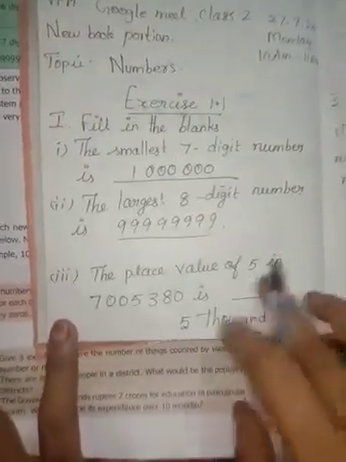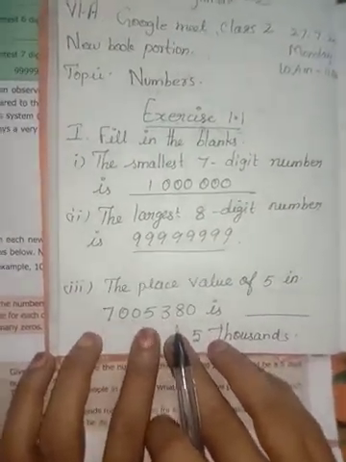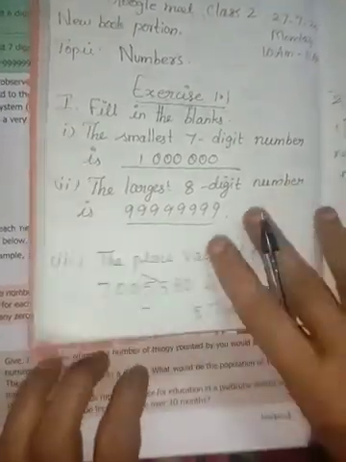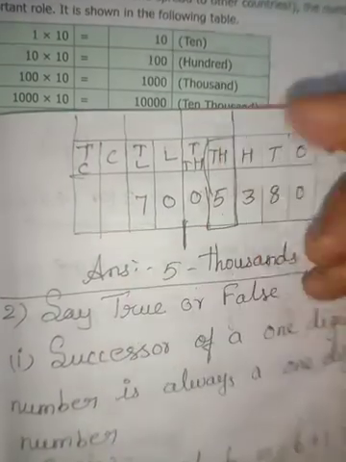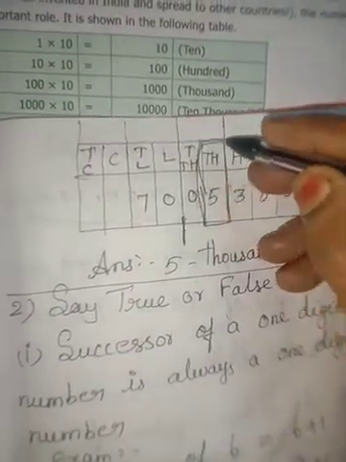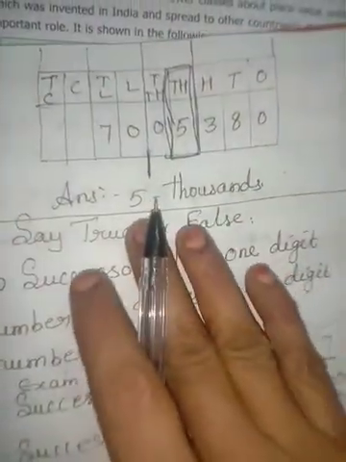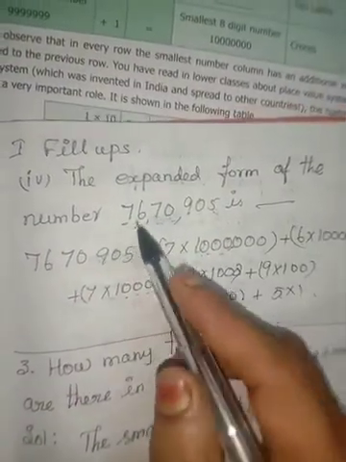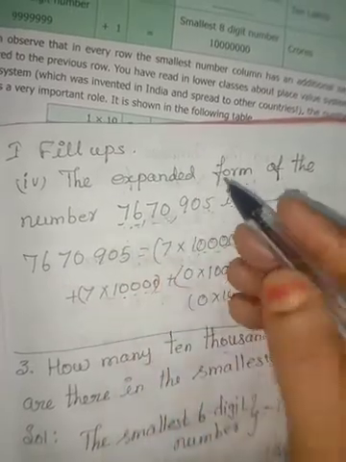The place value of 5 in 70 lakhs, 5,380. What's the place value of 5? We can put the numbers in the place value chart. Then only can we easily say that the 5 is in the 1000 place. That's why I said the place value of 5 is 1000. The expanded form can also be said easily if you place the numbers in the place value chart.